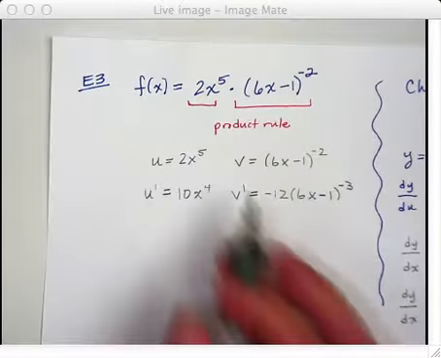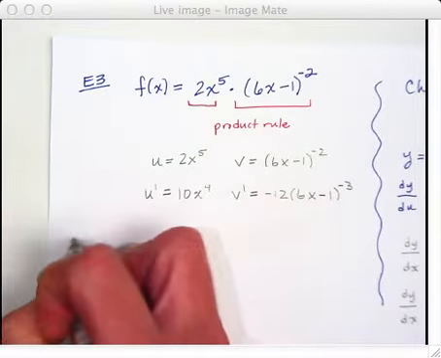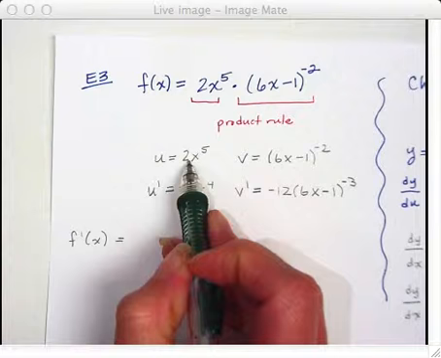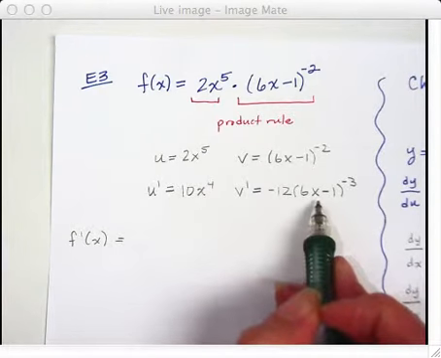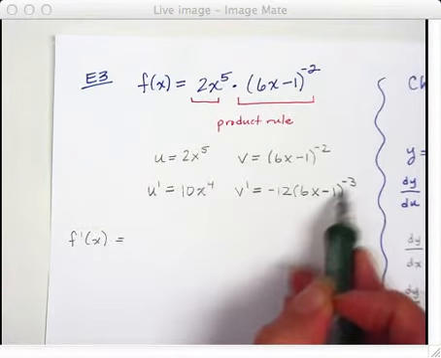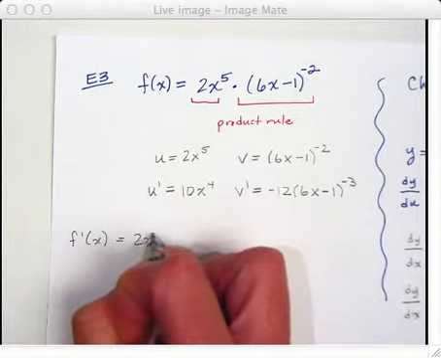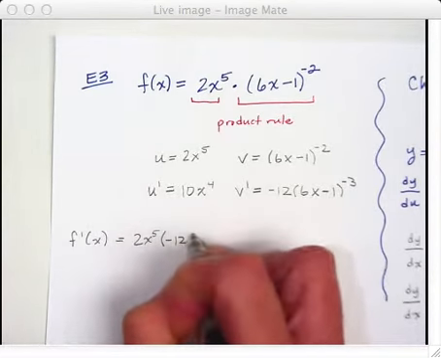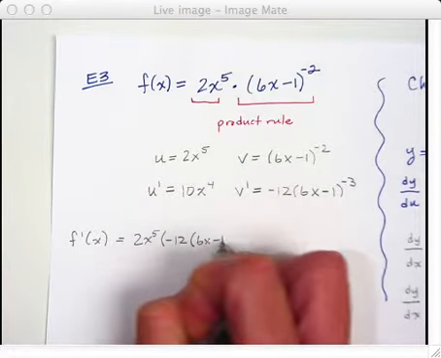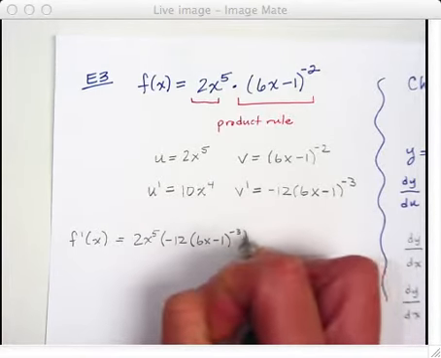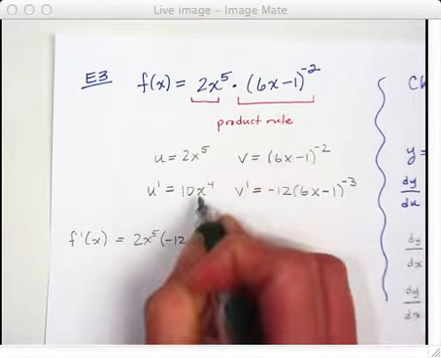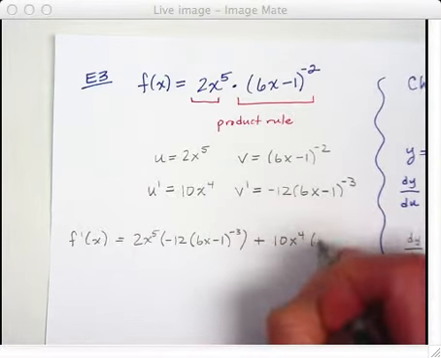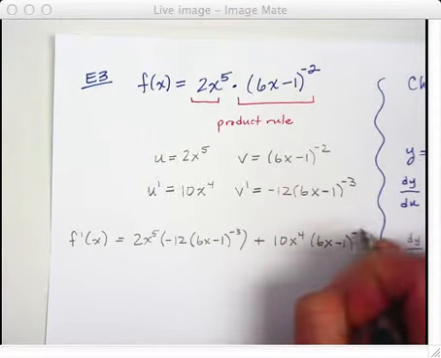All right, so to apply the product rule, f prime of x equals 2x to the fifth times negative 12, quantity 6x minus 1 to the negative 3. So 2x to the fifth times negative 12 times 6x minus 1 to the negative 3, plus 10x to the fourth times 6x minus 1 to the negative 2.